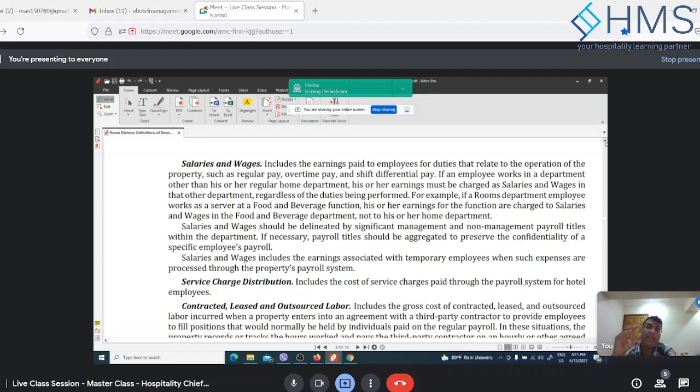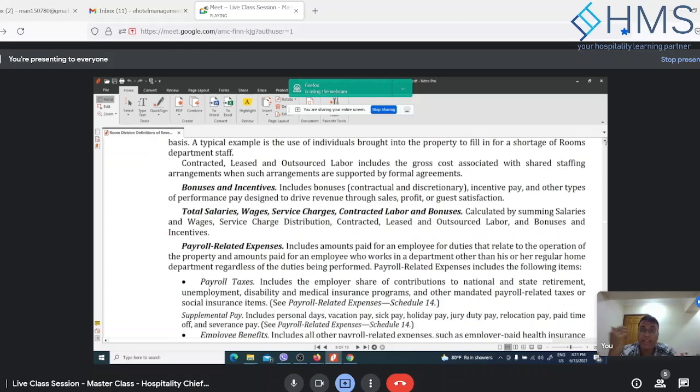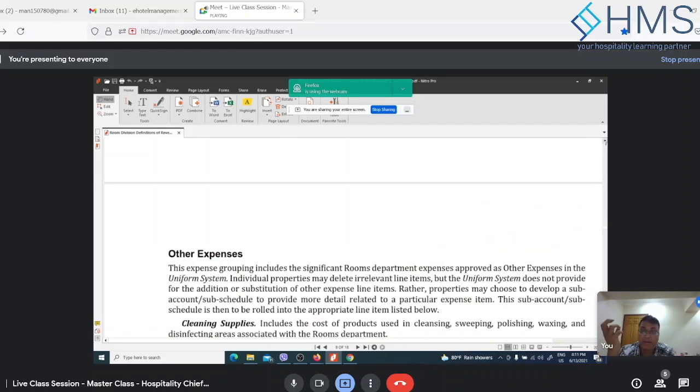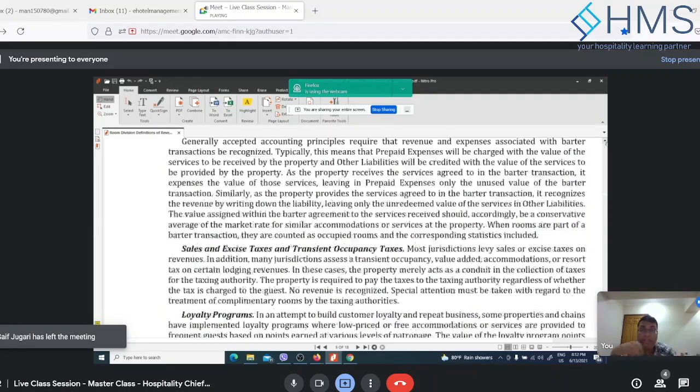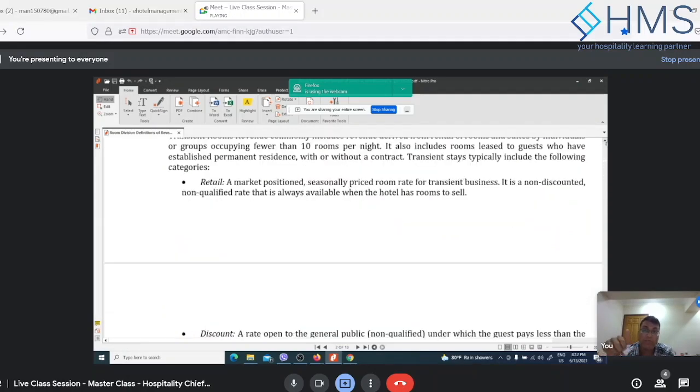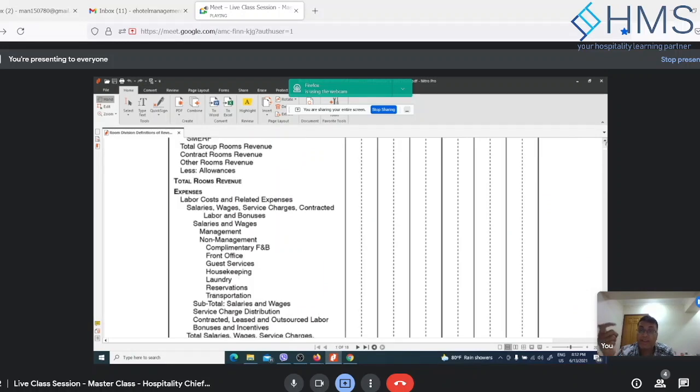But otherwise, if it's done through the payroll system, let's say you hire a person for 3 months, 4 months, or it's a casual labor, then it will go through the salary and wages. So you have to separate these regular pays, overtime, shift differential, and contract, so that you can separate it out. And then it also needs to be segregated into the specific lines to record the expenses, which includes the management and non-management fees.